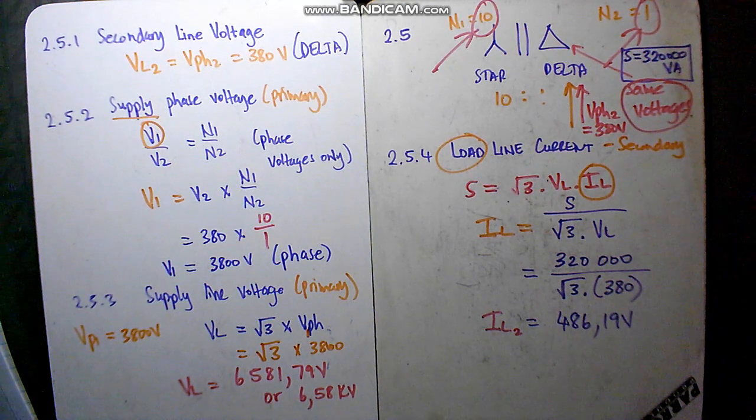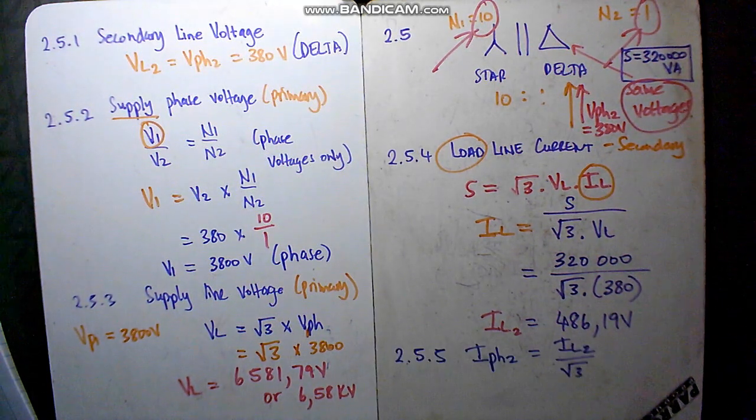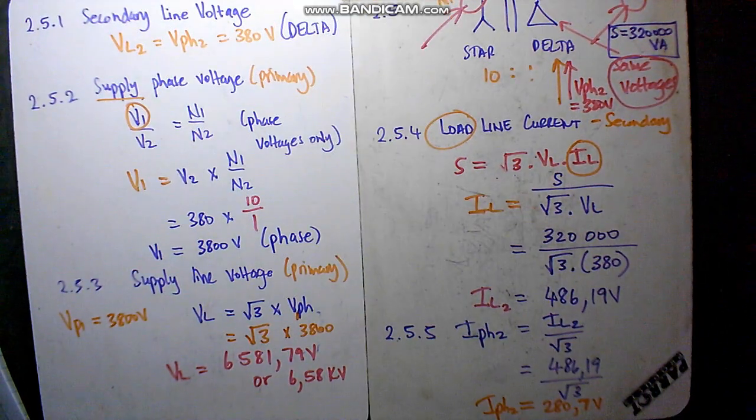The next question reads, calculate the phase current, secondary phase current. Notice we already have the line current. We can definitely find the phase current. Notice that for delta, there are two different currents. So using the formula, I phase 2 is equal to IL2 over √3. Substitute. Our final answer will be 280.7 volts.